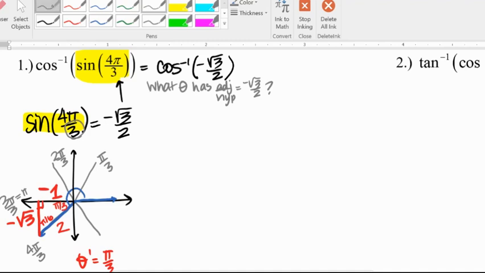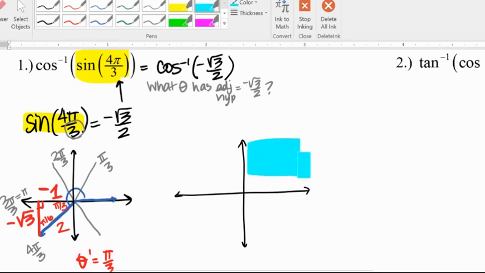Well, let's think back to what quadrants we're limited to, right? Because remember, this is our job now, right? We're trying to find cosine inverse of negative root 3 over 2. We are restricted to quadrants 1 and 2 for cosine inverse. But because it's negative, we're not going to use the special triangle in quadrant 1. We're going to use the one in quadrant 2. You'll see why in just a second. It has to do with the side lengths, okay?